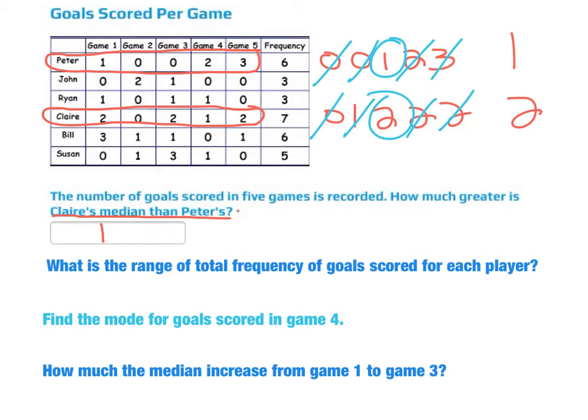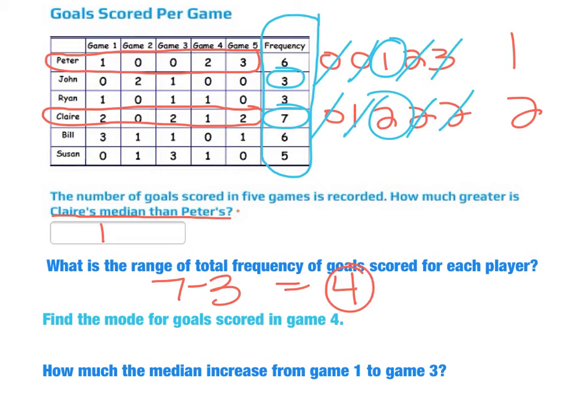Next question. What is the range of the total frequency of goals scored for each player? Here is my total frequency, and range is from your lowest to your highest. My lowest value is 3, and my highest value is 7. And to find your range, you subtract your high and your low, and that gives you a range of 4.